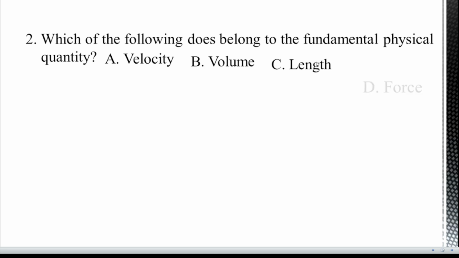But to decide, we have to see choice D. It is force. Force is a vector physical quantity, and also a derived physical quantity. It is a result of four fundamental physical quantities, and hence force does not belong to the fundamental physical quantities. Our best answer could be C.